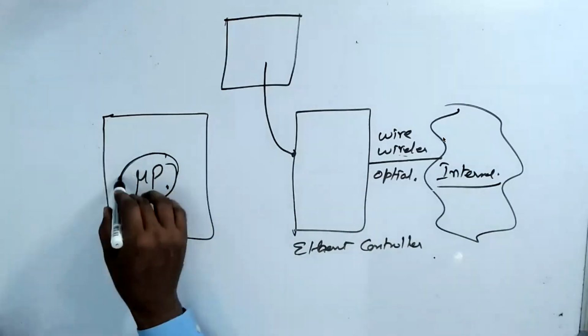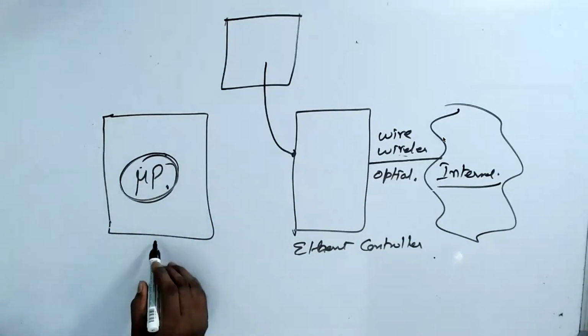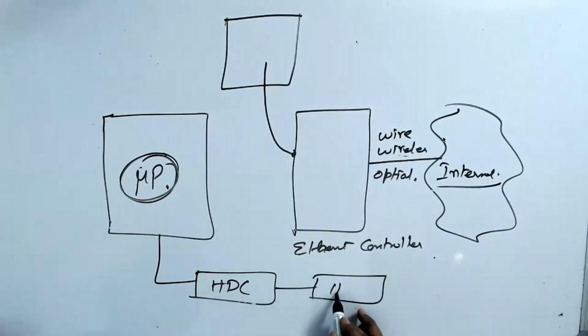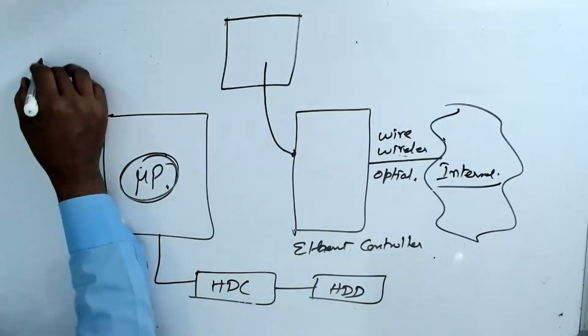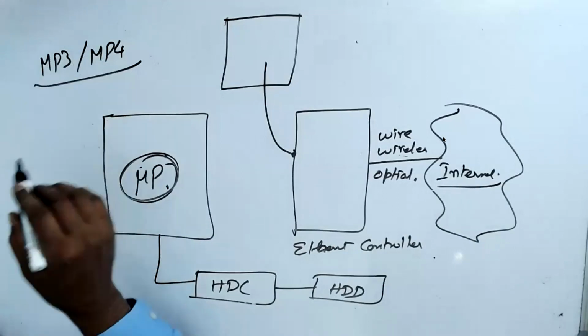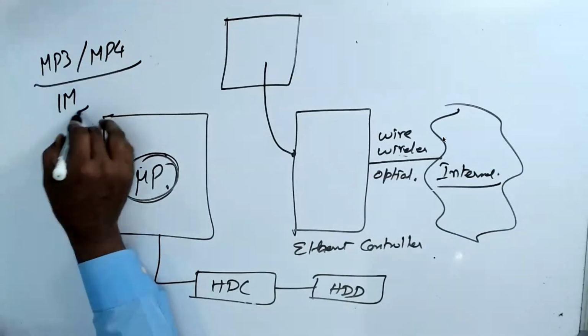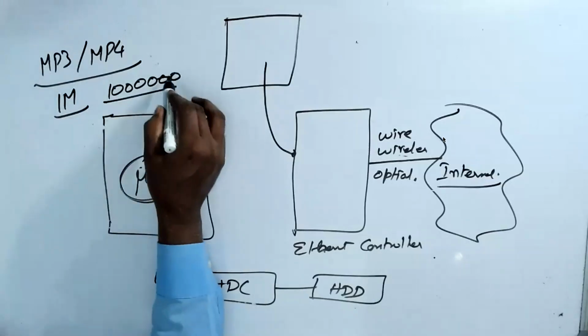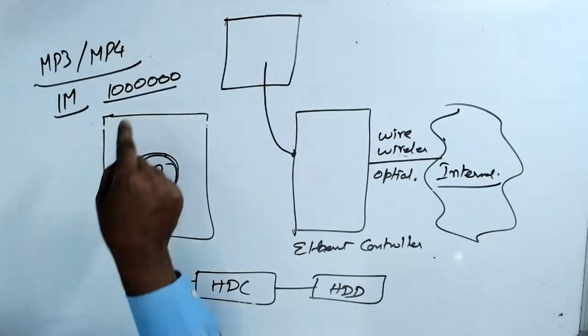Now we all studied about embedded microcontroller. Now I have a controller called hard disk controller and connected a hard disk. You have an MP3 file or MP4 file, which is about 1 meg. Assuming that 1 meg, that is 1 million. Understand? This is about 1 million bytes.